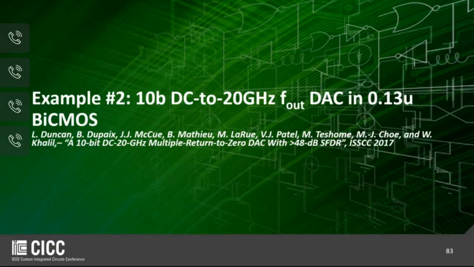Here is a DAC published by others from Ohio State University and from Teledyne. This is a 10-bit 0.13 micron BiCMOS stack with a clock of 3.35 gigahertz, but the output frequency is going up all the way to 20 gigahertz. First of all, since the clock and data rate is 3.35 gigahertz, the maximum theoretical signal bandwidth is half of that, so approximately 1.68 gigahertz. In fact, they have a 1.65 GHz max bandwidth. How can you have a millimeter wave output frequency up to 20 GHz with only a 3.35 GHz clock? Well, we're about to find out.